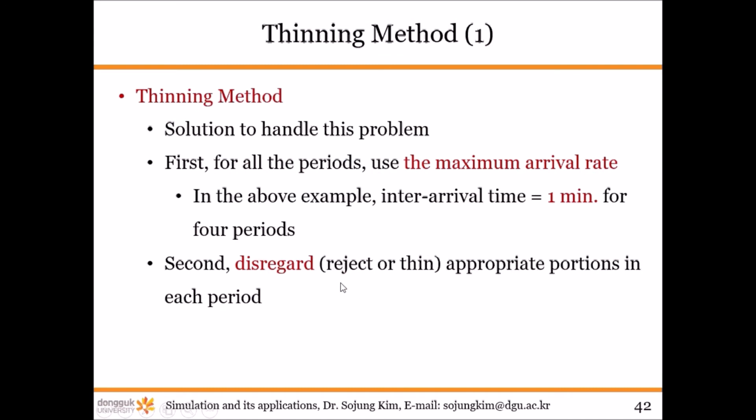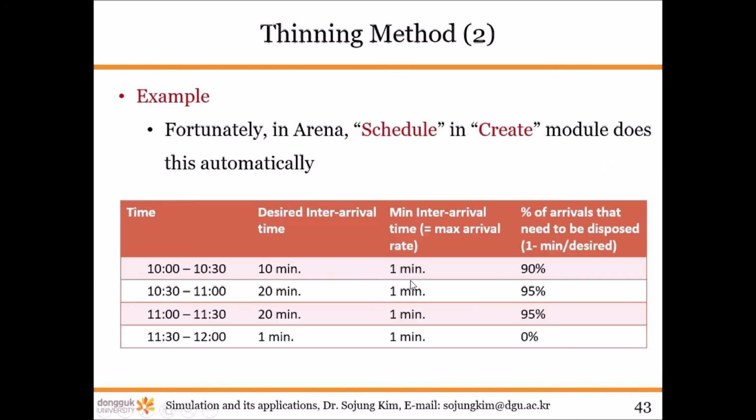That's what we call the reject routine. So for example, in the schedule in Arena, initially we can calculate the max arrival rate and then get the minimum interval time, like 1 minute, 1 minute, 1 minute, 1 minute. And then generate the customer entities for each time period and then reject the unnecessary items. That's how we can consider all different lambda t over multiple time periods.